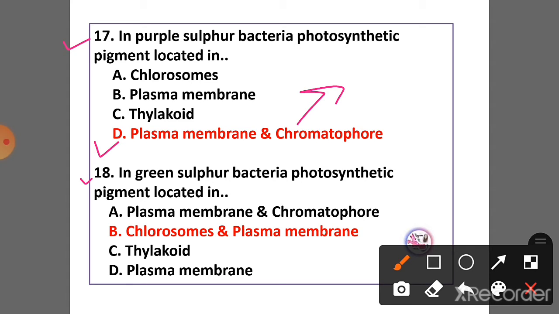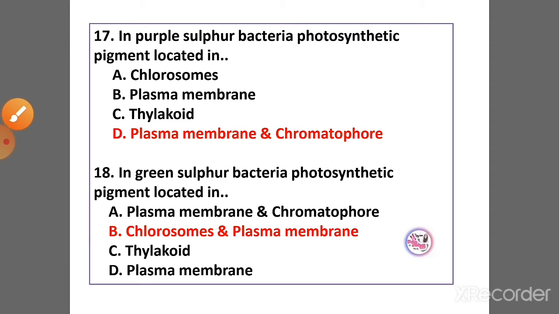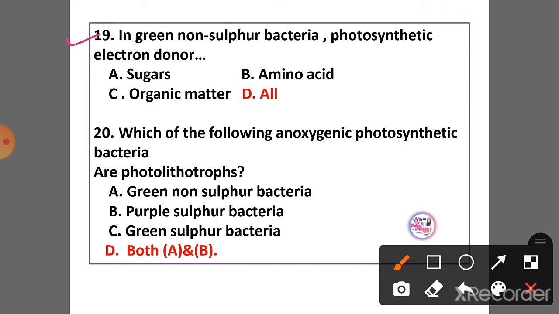Question 18. In green sulfur bacteria, photosynthetic pigment is located in answer B, chlorosome and plasma membrane. Question 19. In green non-sulfur bacteria, photosynthetic electron donor is option D, all. Sugar, organic matter, and amino acid are the photosynthetic electron donors.